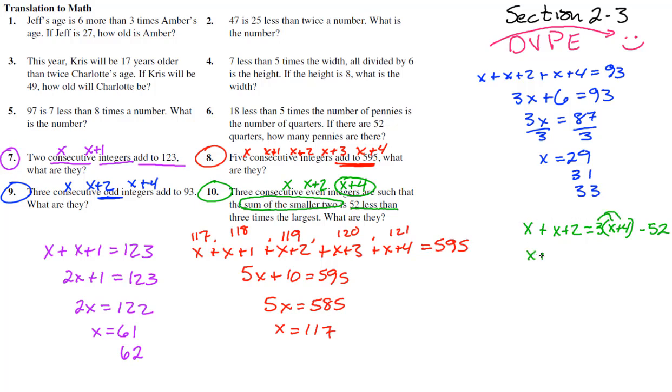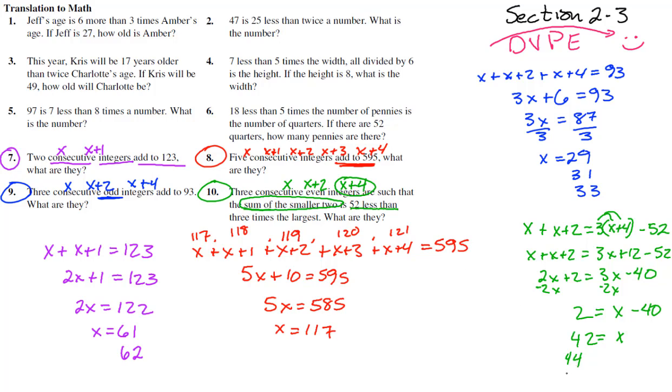So we get x plus x plus 2 equals 3x plus 12 minus 52. So we get 2x plus 2 equals 3x minus 40. Is that right? Yeah, look at that. Plus 12 and a minus 52. So now if we subtract 2x over here, because we've got to get all the x's together, we get 2 equals x minus 40, and then add 40 to both sides, we get x equals 42. So if that's x, then the next one up is 44, and the next one up is 46.